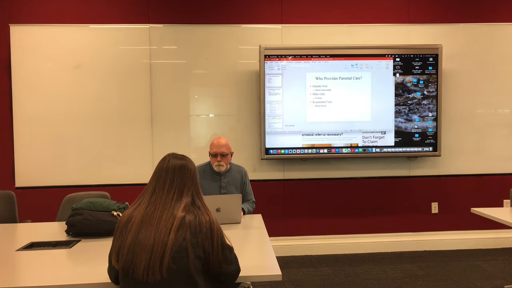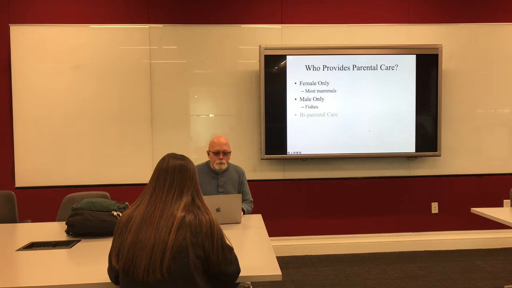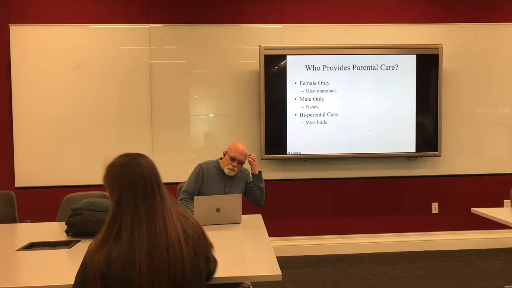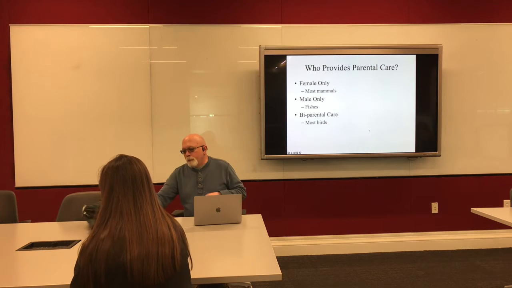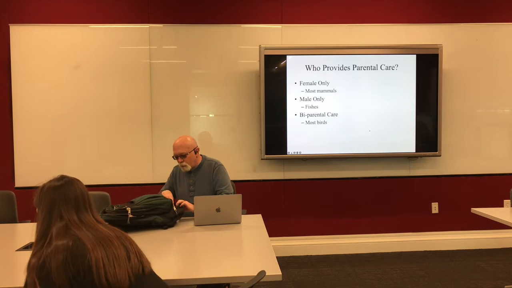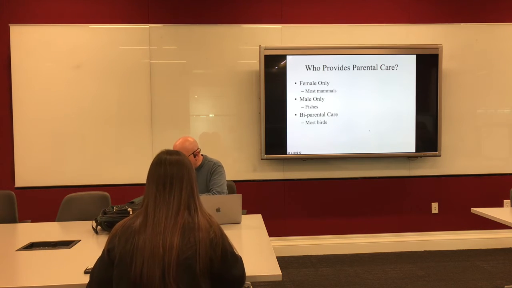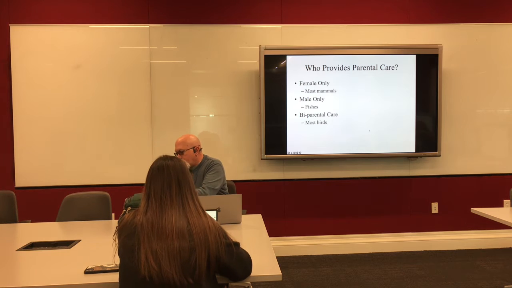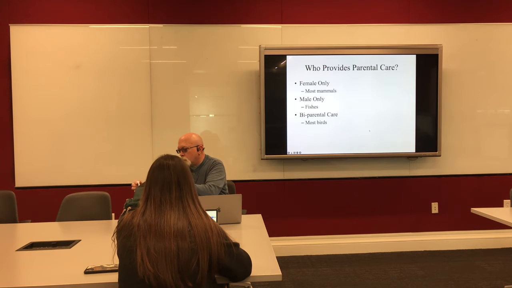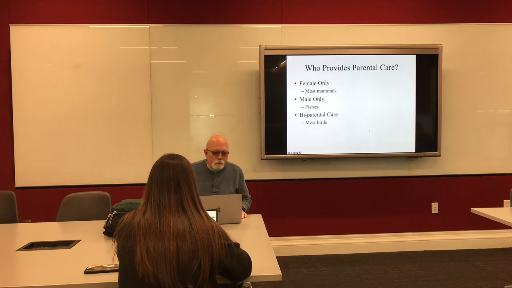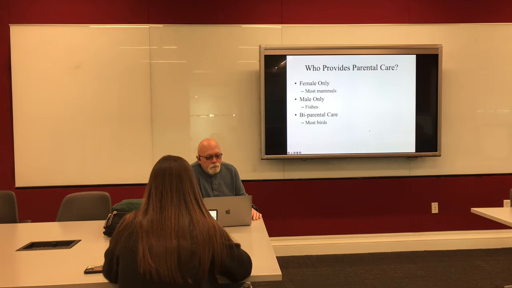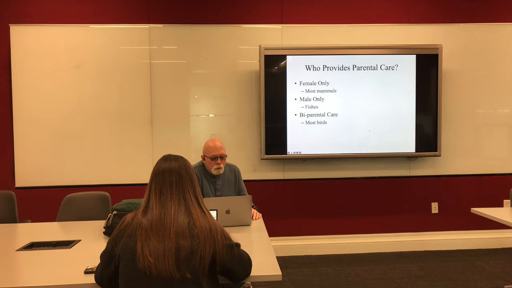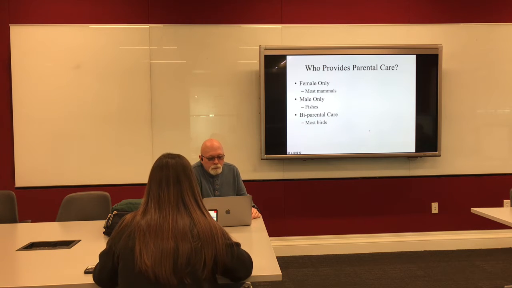We were just talking about these differences in tendency towards parental care and who provides parental care. And I asked you to think about what the aspects of these different species' reproductive patterns were, and their investment and when that investment occurs, to see if that gives you any insight into why, for example, mammals have mostly females only providing parental care, fishes tend towards male only, and birds are biparental care in many cases.